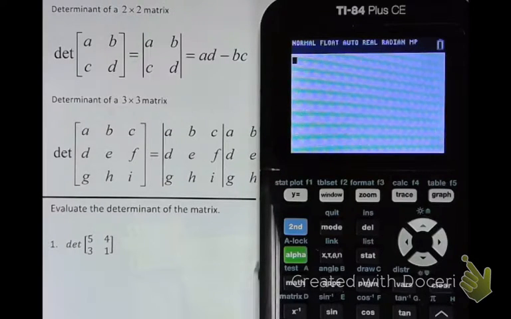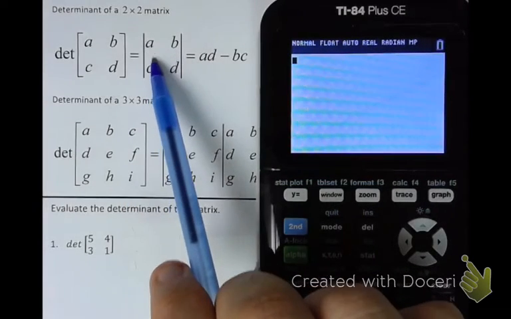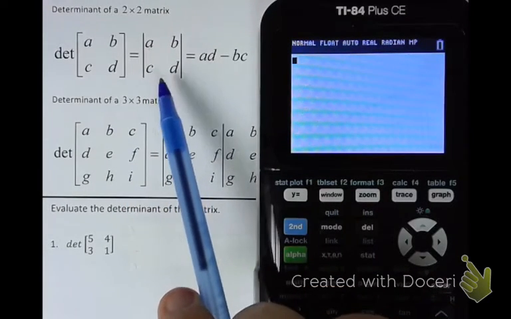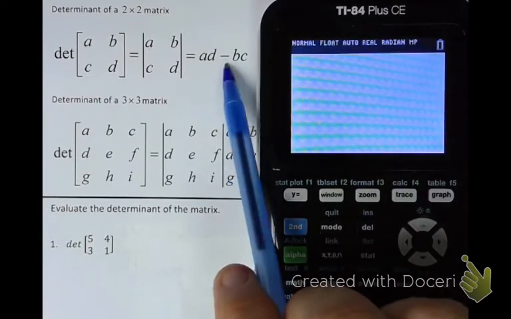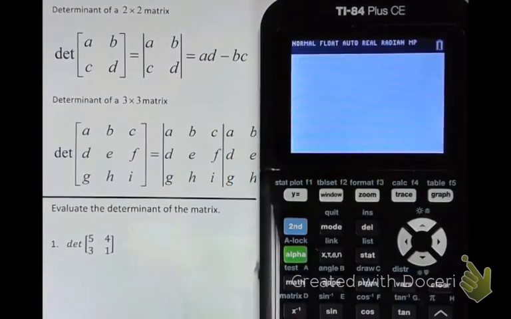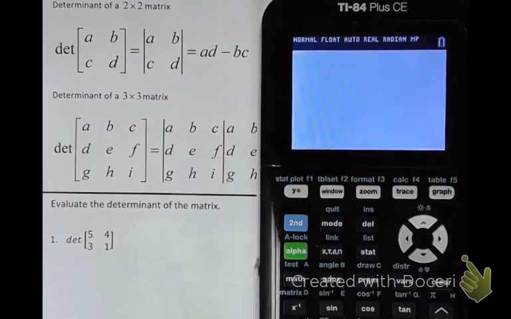But to find it by hand, all you have to do is find the product of the diagonal starting from the top left, take it away from the product of the diagonal starting from the top right. You can see it with the letters here, and I'll show you with numbers in just a moment how to do that. So there's not a lot of math to be done. It's just a matter of making sure you do it accurately.